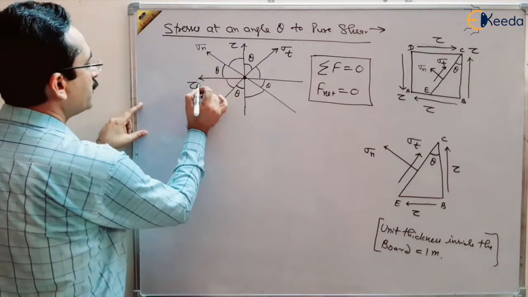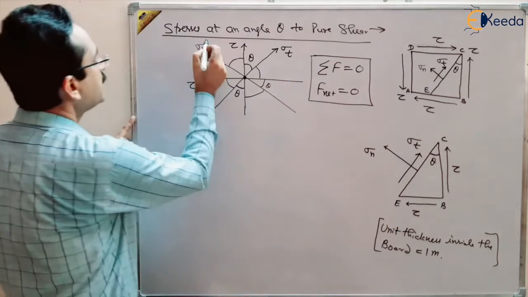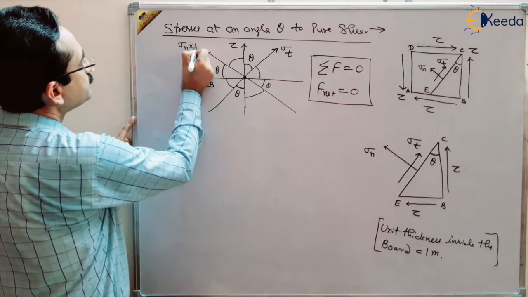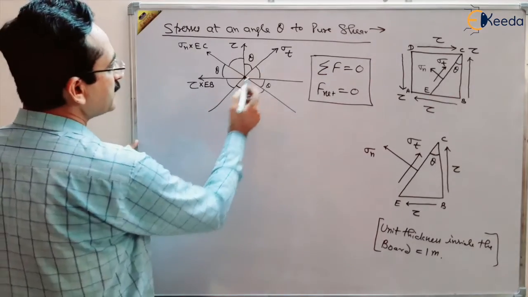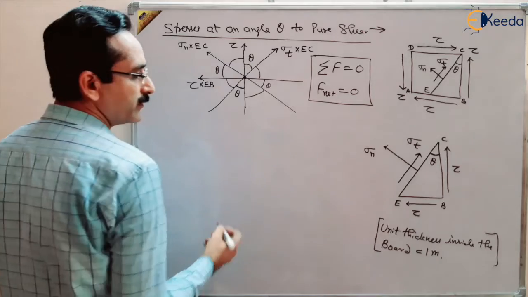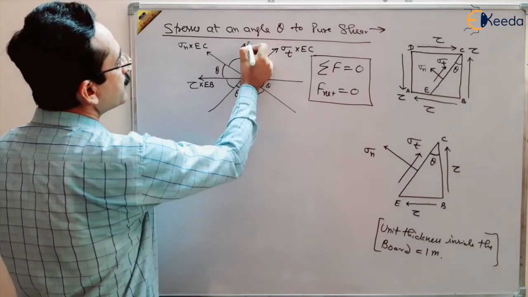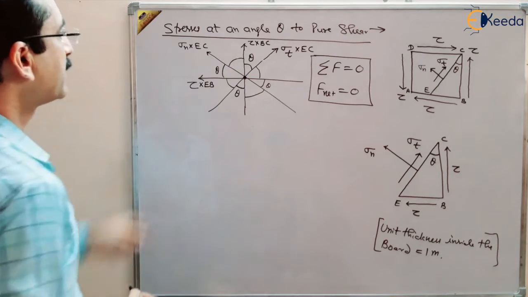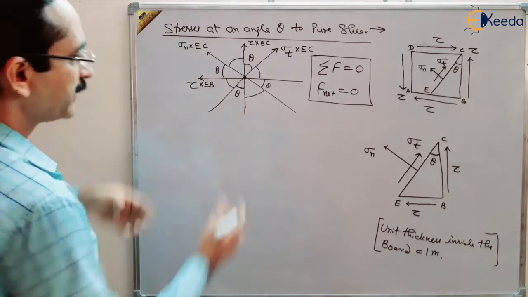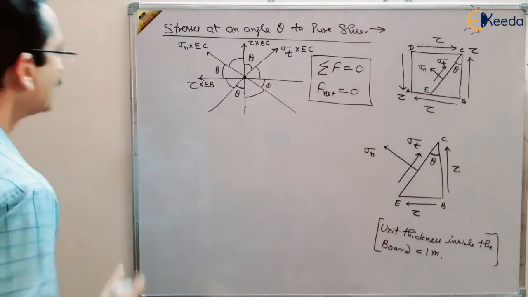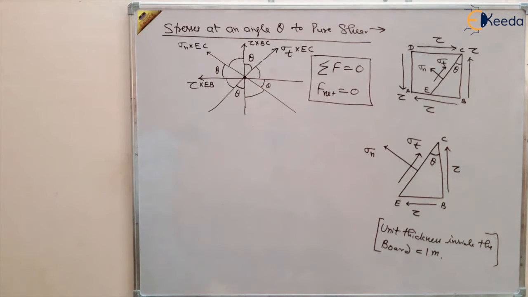So tau EB will be the force. Similarly, sigma n is acting on EC, so sigma n EC is the force. Again, sigma T is also acting on EC, so sigma T EC is the force. This tau is acting on BC, vertically upward, so tau BC. So these are the forces now, and everyone is multiplied by 1, because 1 is the dimension perpendicular to this board, in the direction inside the board. So tau EB, sigma n EC, tau BC and sigma T EC are the forces acting on different planes.